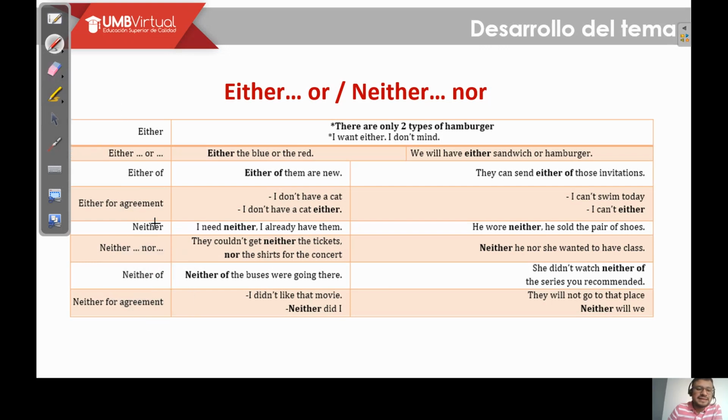Neither for agreement, the same as here, you are expressing it to say that you are in the same situation as the other person. I didn't like that movie. Neither did I. And you have to use it in that way. Neither did I, or neither do I, depending on the tense. Here we have the tense in past, so you're going to express it in the past.